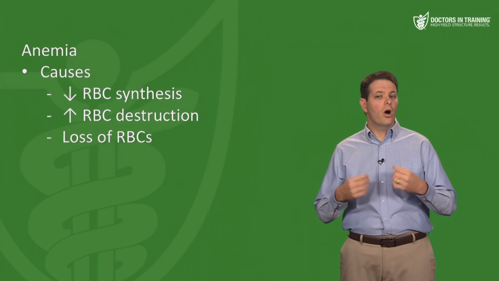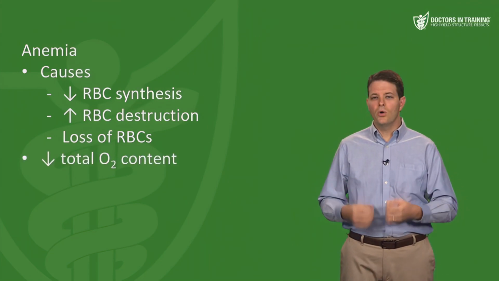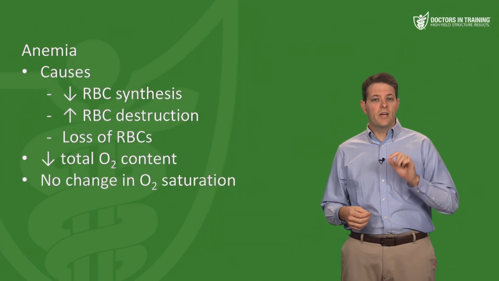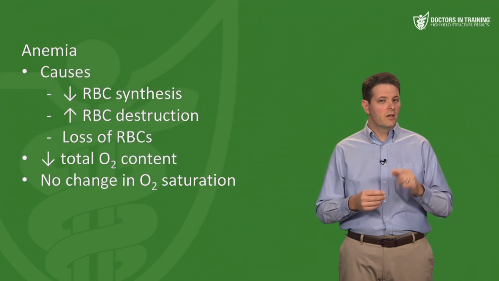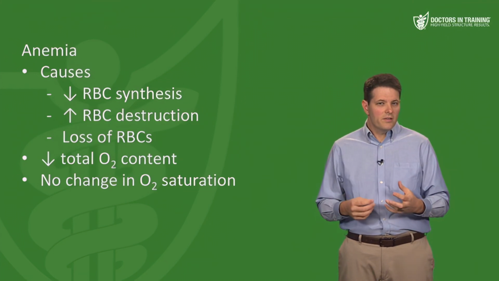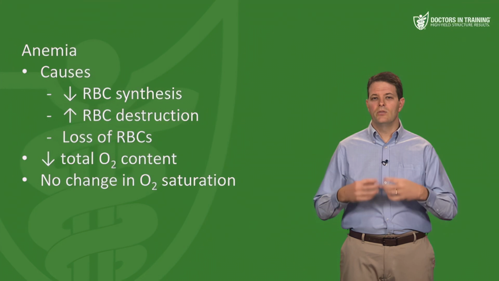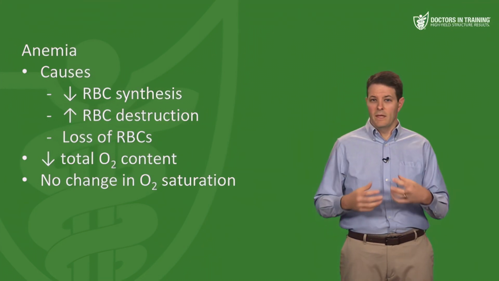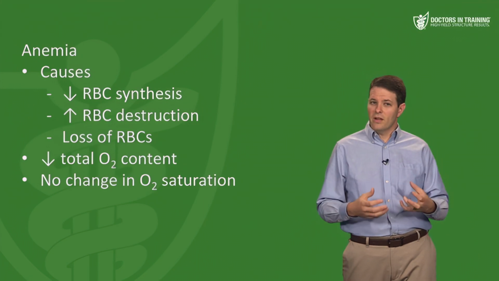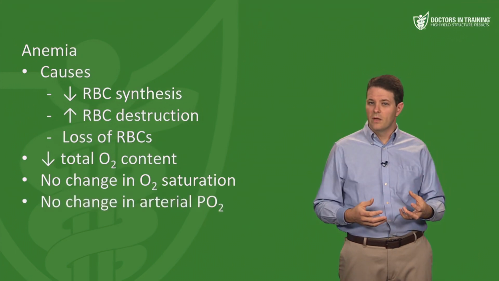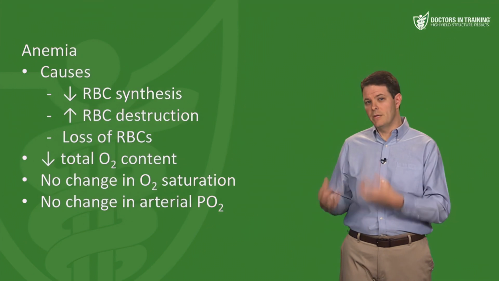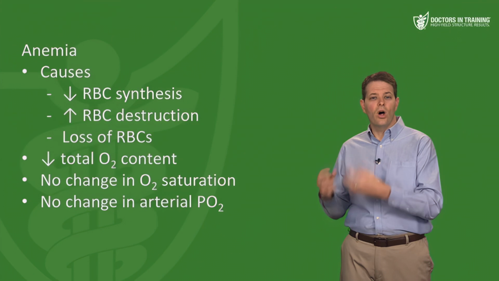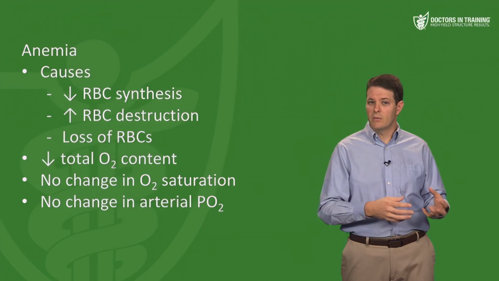But regardless of the cause of anemia, when you're anemic, the total oxygen content of the blood decreases. However, the O2 saturation that you would measure on the pulse ox does not decrease. Pulse ox is just measuring the saturation of the hemoglobin that you do have. So even if you don't have much hemoglobin circulating, if it's 95% saturated, the pulse ox is still going to read 95%. And the arterial PO2 that you measure on the ABG does not change when you're anemic because, again, that's measuring oxygen dissolved in the blood, which is independent of hemoglobin.